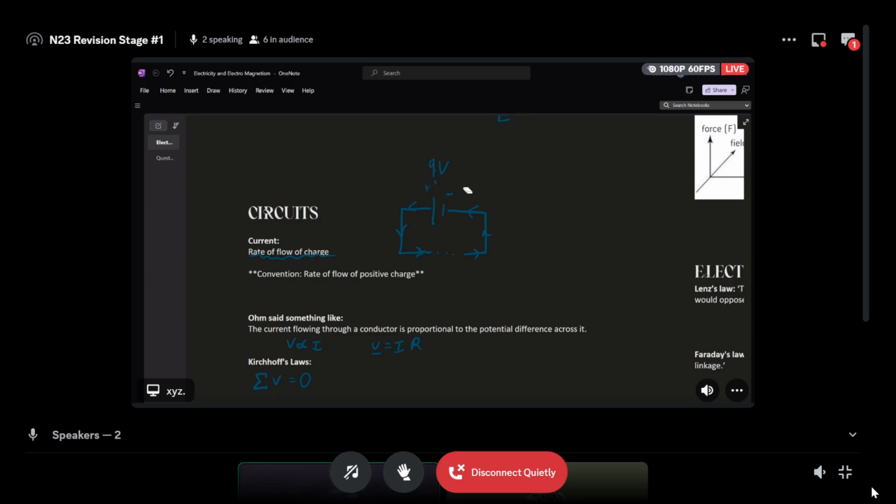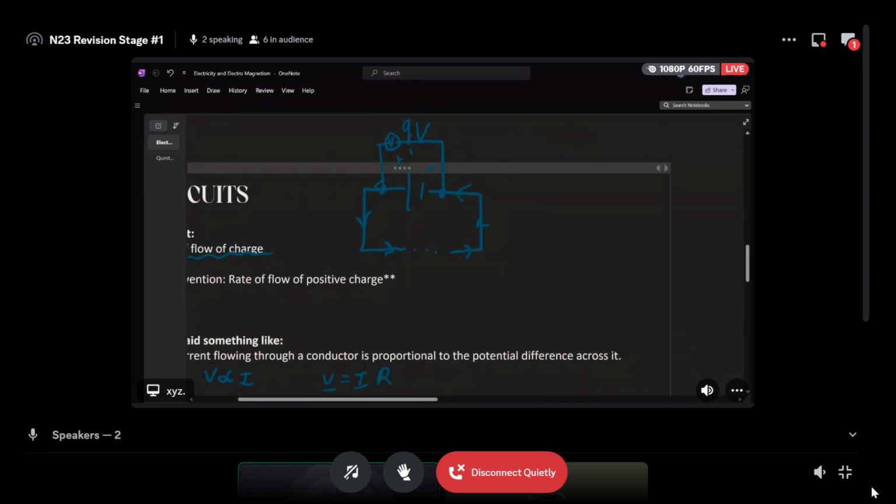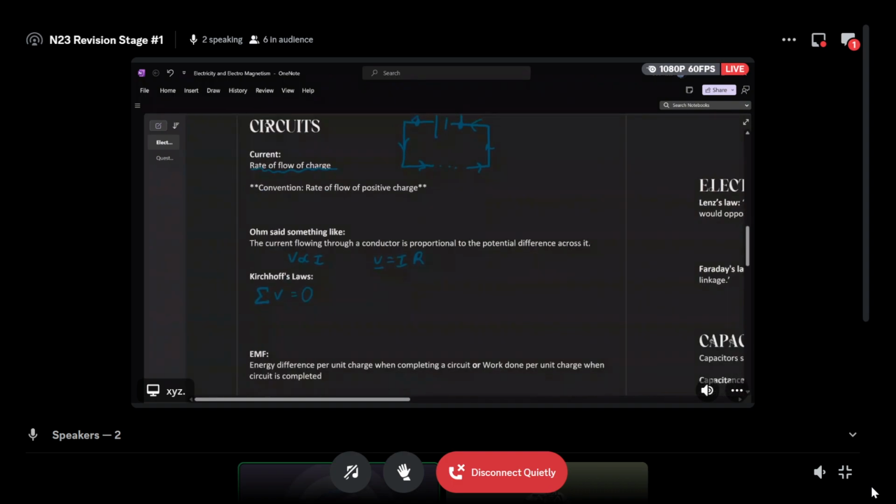Here we go. We put a nice voltmeter here. The voltmeter would measure 9 volts. That tells us that the electric potential of one side of a battery with respect to this other side is, there is a 9-volt difference between it.